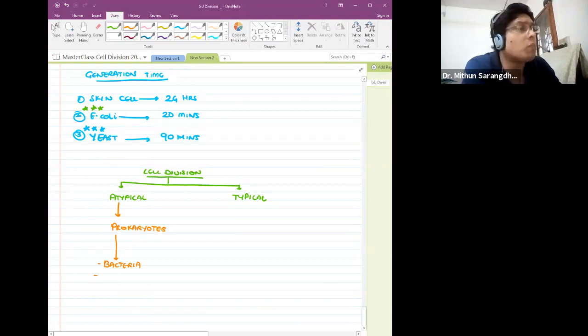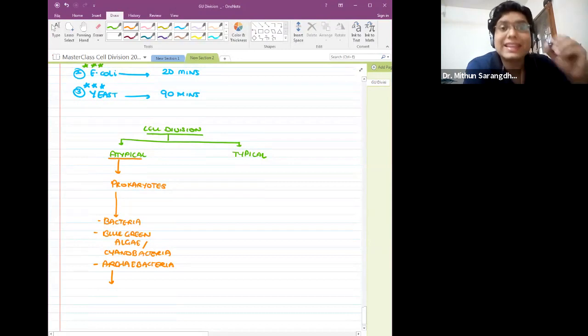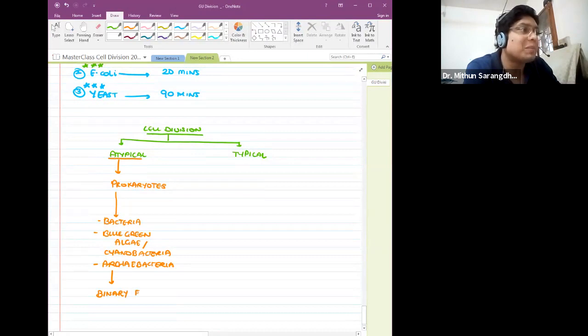We are also going to have blue green algae, or cyanobacteria, guys. Or we are also going to have archaebacteria, the primitive types of bacteria. All of these are going to show you atypical cell division. Now, what is this atypical cell division? This is nothing but binary fission.